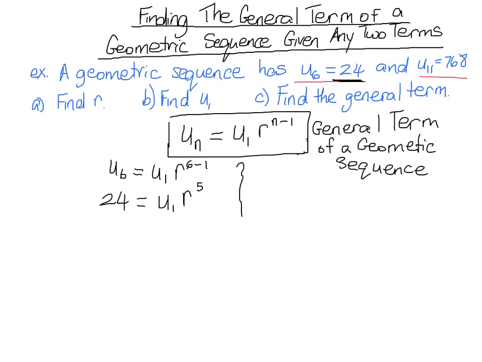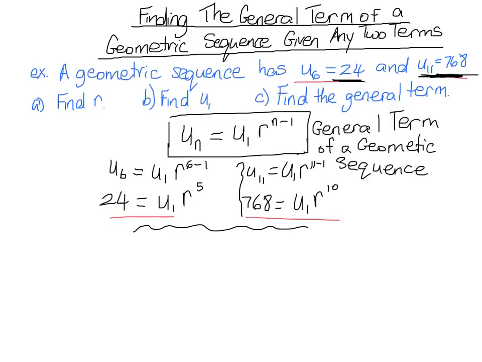Here we still have two unknowns, and so far only one equation. So we can do the same thing for the other term that we have. U11, the 11th term, is equal to U1 R to the 11 minus 1. And we know that U11 is 768. So 768 is U1 R to the 10th power. Now we have two equations with two unknowns.